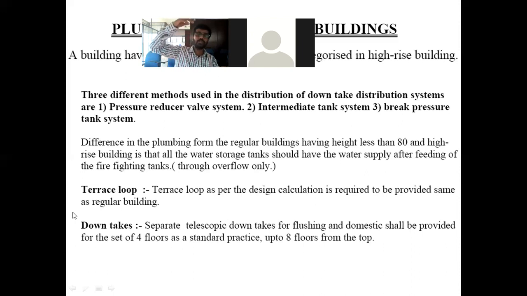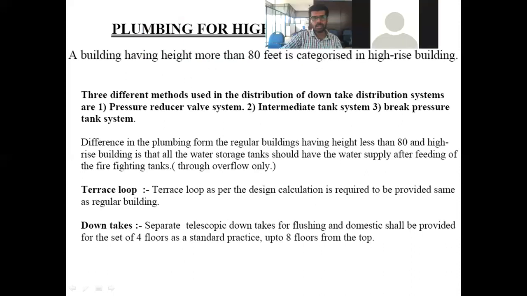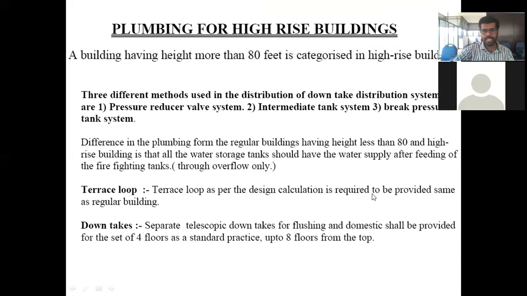If it is more than 8 floors, you have to give another tank, because 8 floors means 80 feet. If it is more than 80 feet, the pressure will increase, so you have to use another system. That's why we said we can give separate pipe connections to 4 floors, up to 8 floors. So 4 floors are a set, then another 4 floors are another set. I will show you that. So this is the plumbing for high-rise buildings.